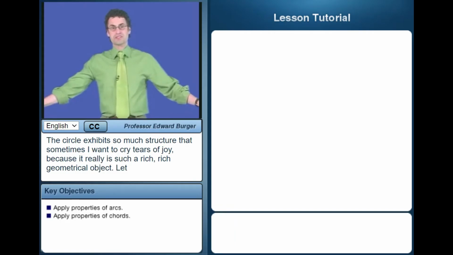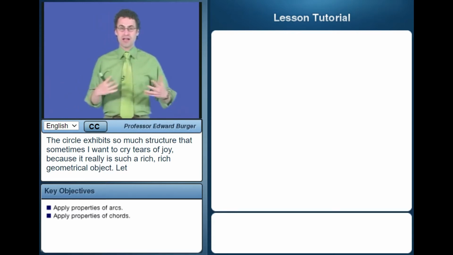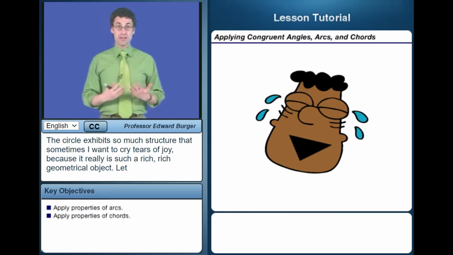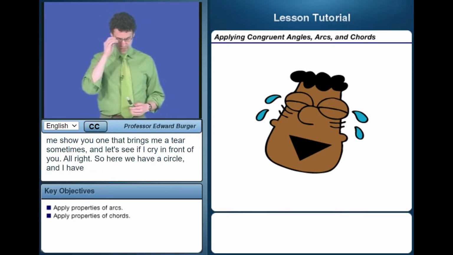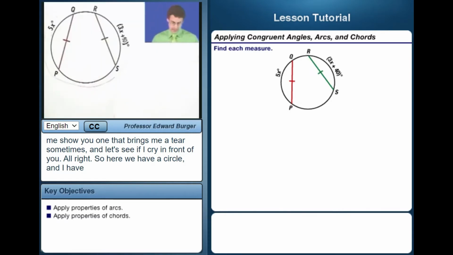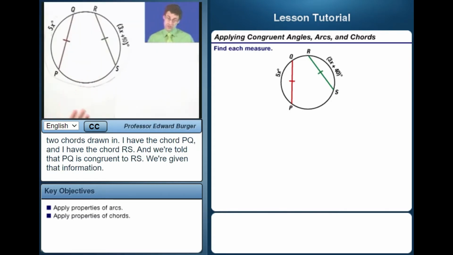You know, the circle exhibits so much structure that sometimes I want to cry tears of joy because it really is such a rich, rich geometrical object. Let me show you one that brings me a tear sometimes, and let's see if I cry in front of you. All right, so here we have a circle, and I have two chords drawn in.